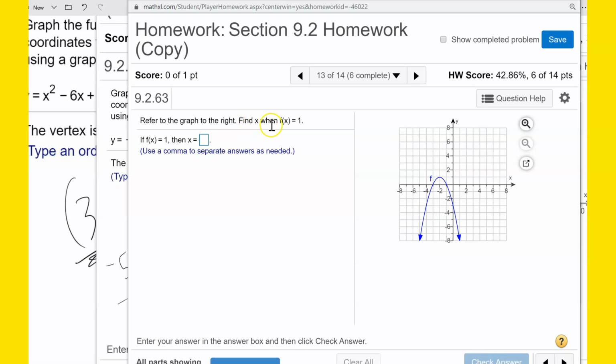Okay, this time it says find x when f of x is 1. So this time, it's not giving me x, it's giving me the y-coordinate. The f of x is the y-coordinate. The y-coordinate is 1. So I go to the y-axis at 1, I go to the curve, and I say, what is the x-coordinate of that point? The x-coordinate of that point is negative 2.